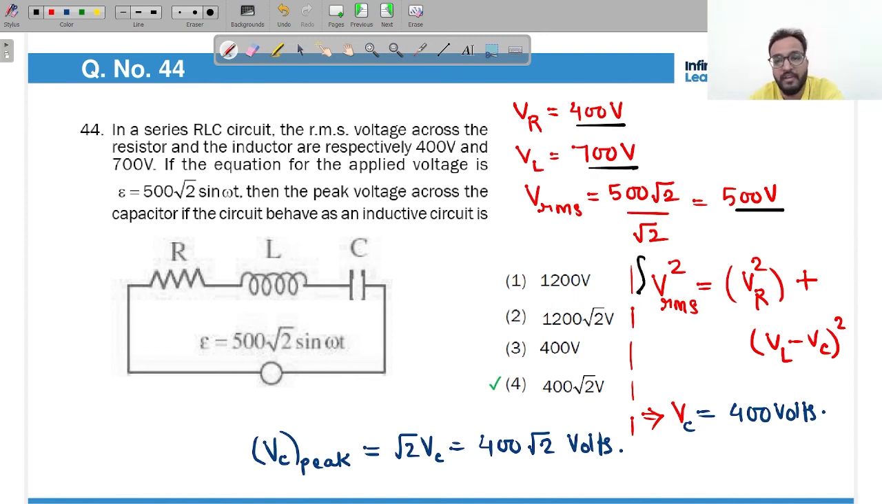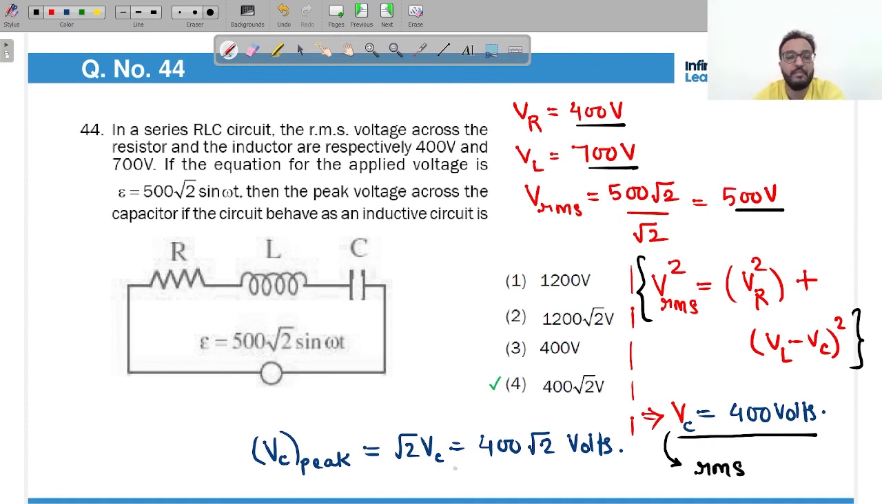Now there is a formula if you remember. VRMS square is equals to VR square plus (VL minus VC) whole square, right? This formula. So if you solve it, you will say that VC is 400. Now this is the RMS value that you have figured out.